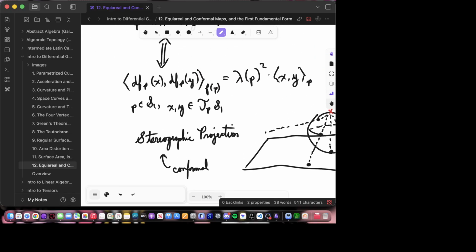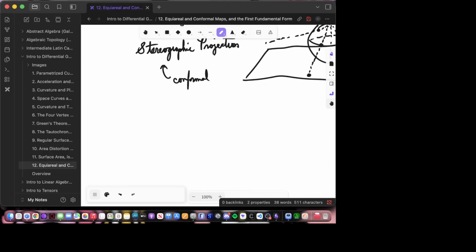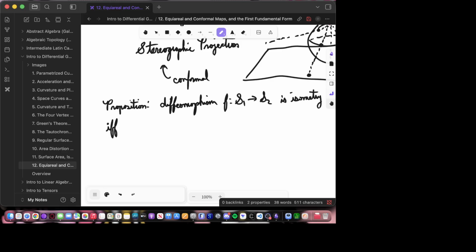Now, we have one final proposition: if we have a diffeomorphism f from S1 to S2, it is an isometry if and only if it is equiareal and conformal, so it has to be both.